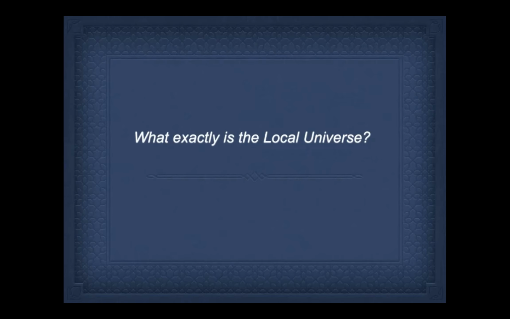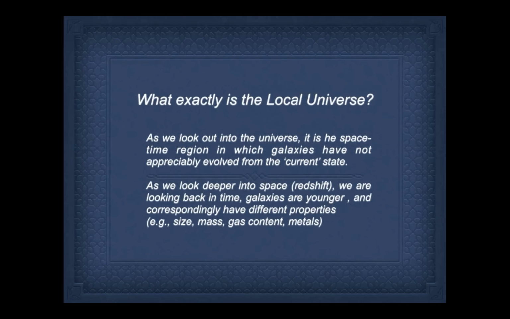Let's see. What exactly is the local universe? As I've been throwing this term around, I'm not sure anybody's really thought about it much to date in this crowd, but I'll tell you what a rough definition is. It's simply this: as we look out into the universe, it is the space-time region in which galaxies have not appreciably evolved from their current state. The current means now, means us, 13 plus giga-years after the universe has evolved. So we're talking about galaxies that more or less are at the same state that we're in.